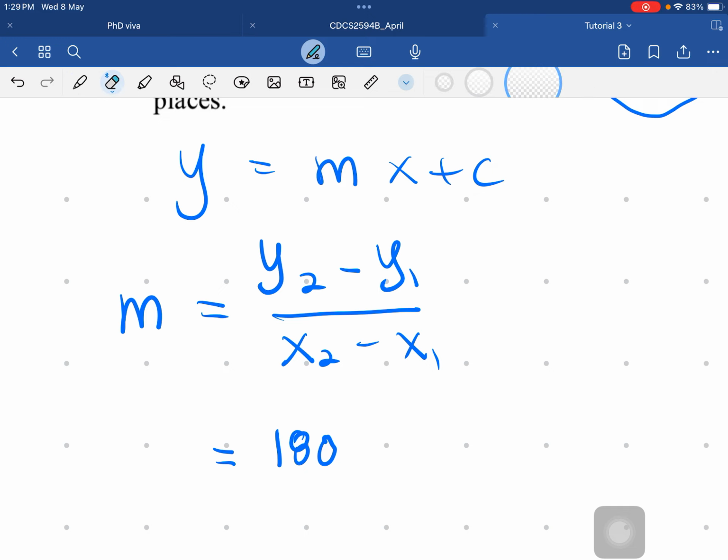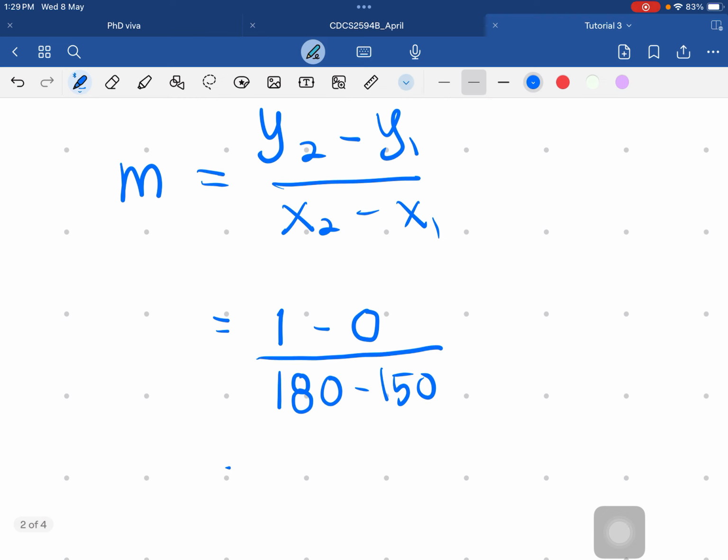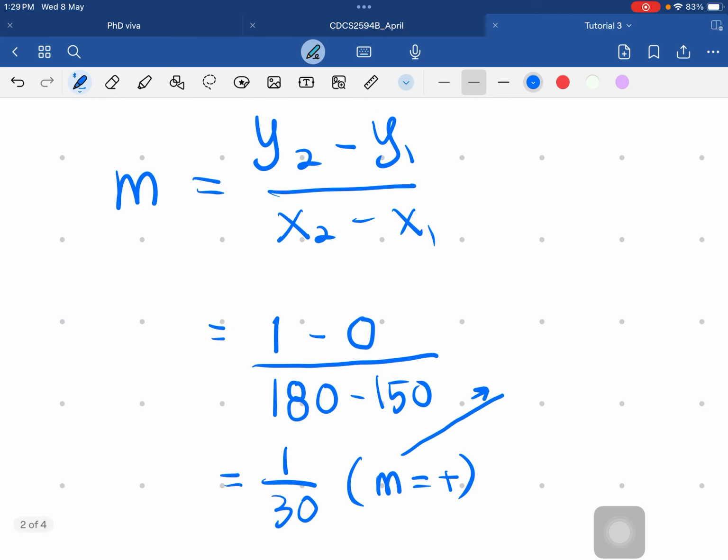So when you are replacing the value here, what you need to do is y2 is equal to 180. Sorry, it's not 180. This is the value of x. So m is equal to 1 minus 0 over 180 minus 150. So you are going to get 1 over 30. And you can see that the m is a positive value, so it will be slanting upwards here. Okay.